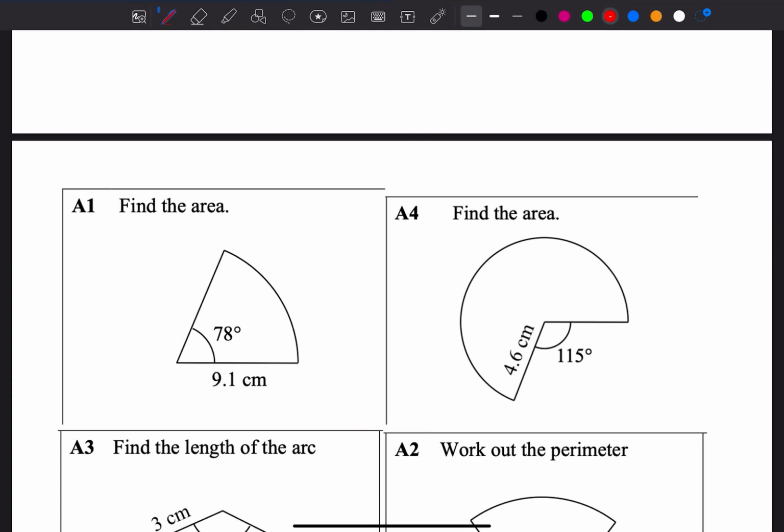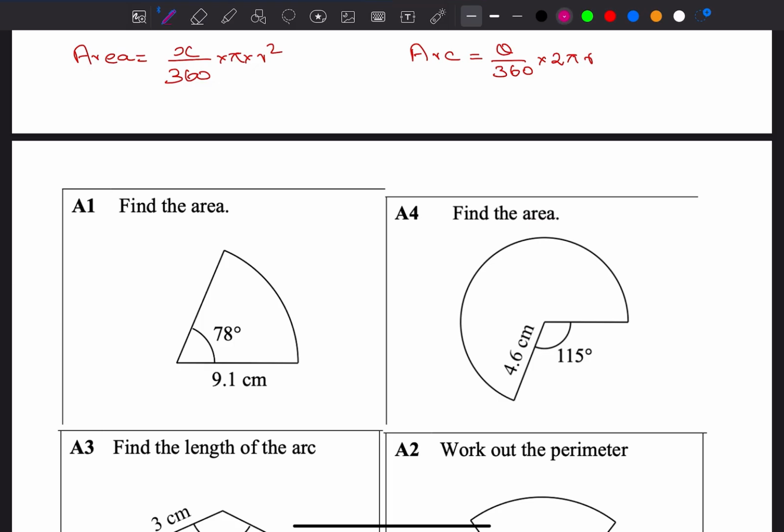Okay, area of sectors, very easy. The generalized formula for area of sectors: x is the angle over 360 times what? Pi times radius squared, exactly like a circle. Then the other one is arc length. Arc length, what's the formula? Theta over 360 times 2 pi times r. And that's the formula that you will always use. Just memorize the formulas.